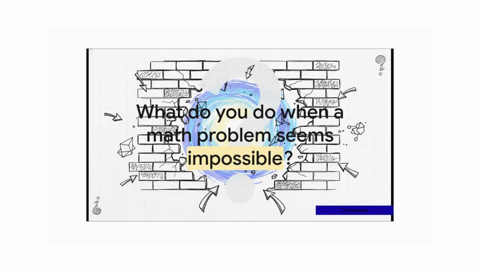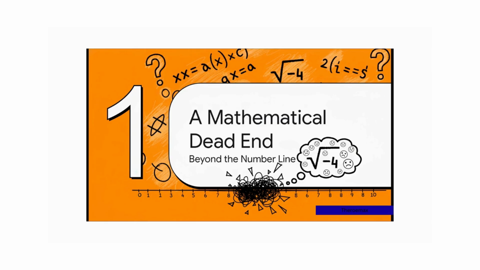For hundreds of years, mathematicians kept running into this one specific problem, an equation that just seemed to have no answer. A real dead end. Yeah, they were totally stuck. You had these equations that looked pretty simple on the surface, but the results they were spitting out made no sense at all. The answers didn't fit anywhere on the number line we all know and love.